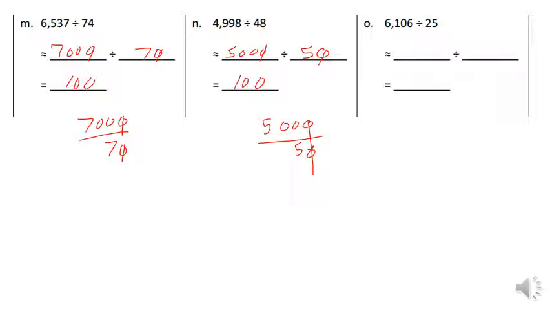And our last problem, 25 is closer to 30. 6,106 is going to be closer to 6,000. 6,000 over 30, taking out our multiples of 10, we end up with 600 divided by 3. 6 divided by 3 is 2, and 2 zeros. Be 200.